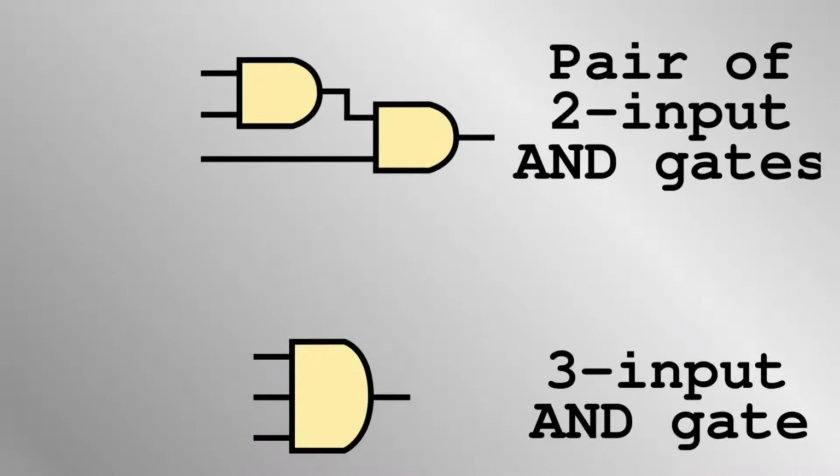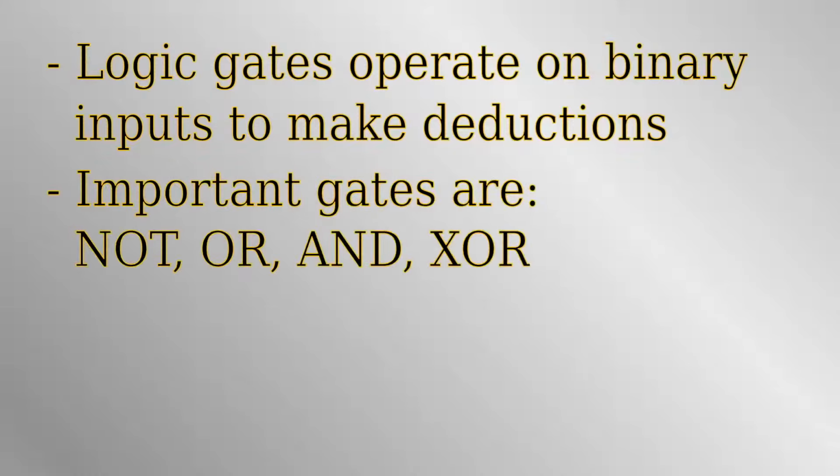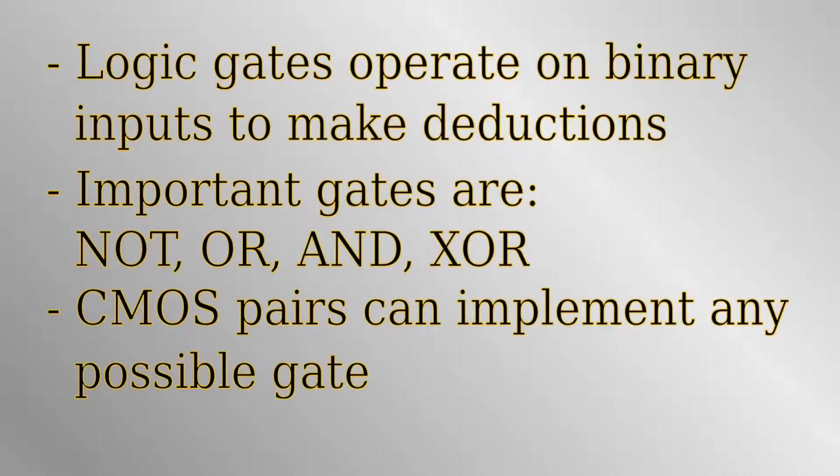There are also gates with 3, 4, or as many inputs as necessary. For example, take two AND gates connected as shown here, and they simply become a 3-input AND gate, and so on and so forth. To summarize, logic gates are conceptual mathematical objects which allow us to make deductions based on binary true or false statements. For example, if it's true that today is Saturday or today is Sunday, then it's also true that today is the weekend. We have now seen how the CMOS pairs from the last section can be used to practically implement these gates in terms of electronic binary logic.